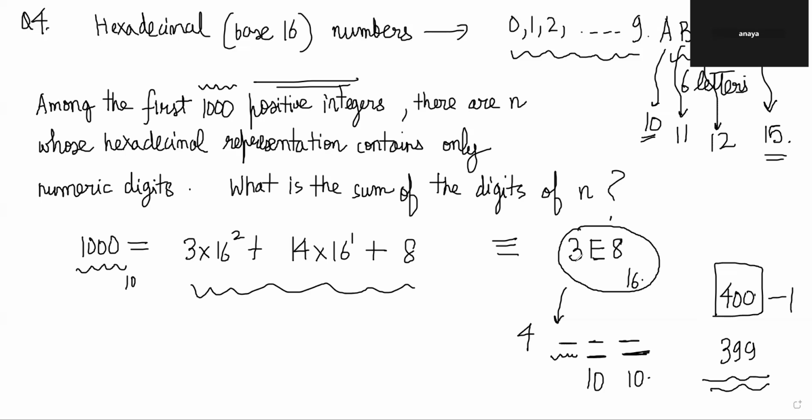This includes one case where all digits are zero. We are excluding that case. There are 399 numbers that you can make, which are either three digits or two digits or one digit in base 16, which don't use any letters. They are all smaller than 1000.